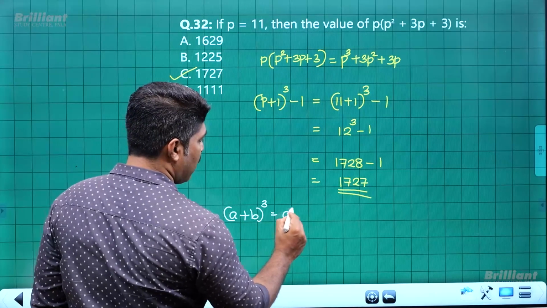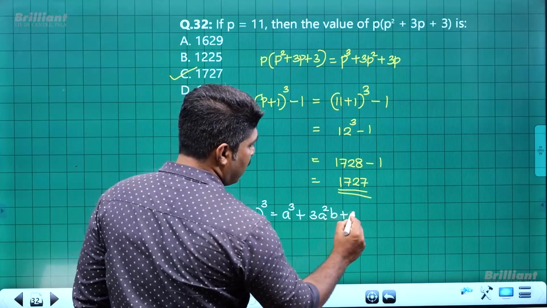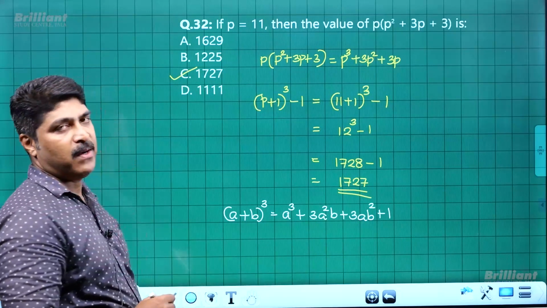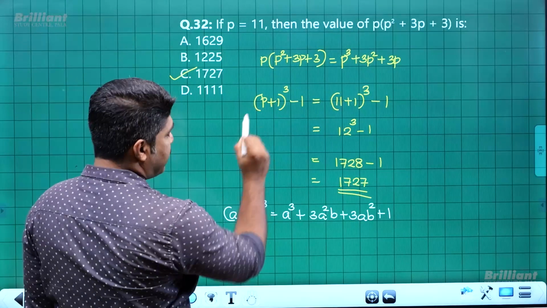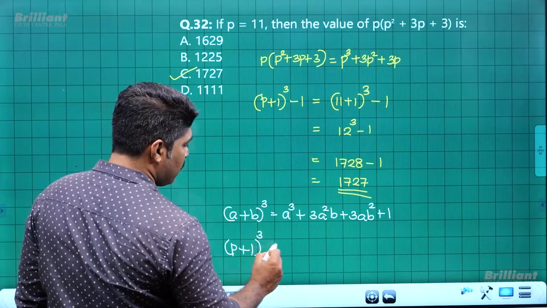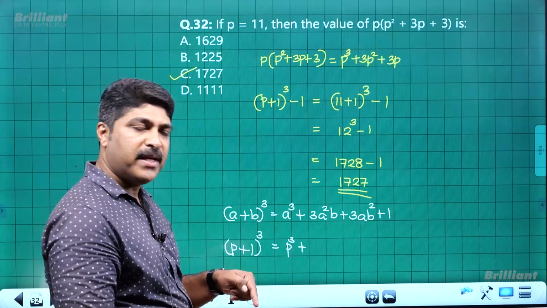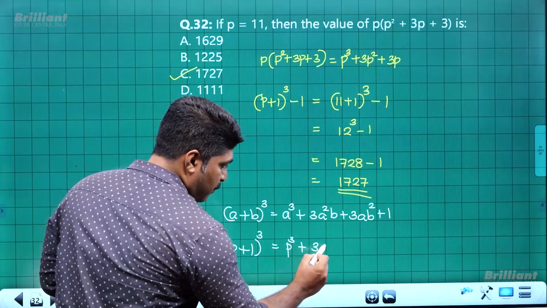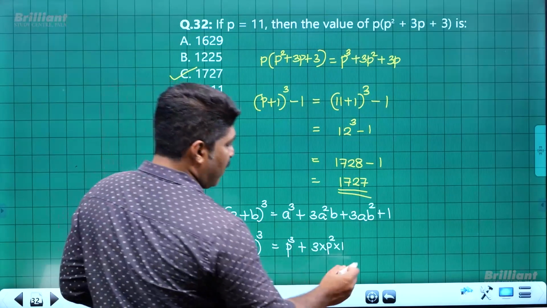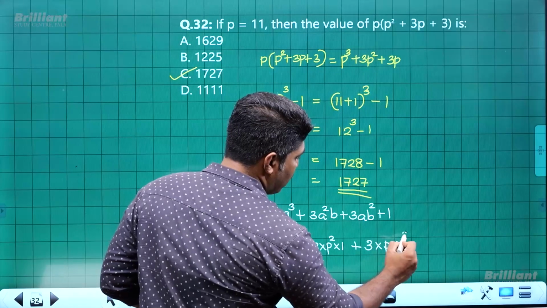That is A cube plus 3A square B plus 3AB square plus B cube. This is (A plus B) the whole cube. Then if we consider (P plus 1) the whole cube, applying the same concept, what is (P plus 1) the whole cube? That is P cube plus 3A square B. Instead of 3A square B, we can write 3 into P square into, instead of B, 1. Plus 3AB square, that is 3 into P into 1 square.